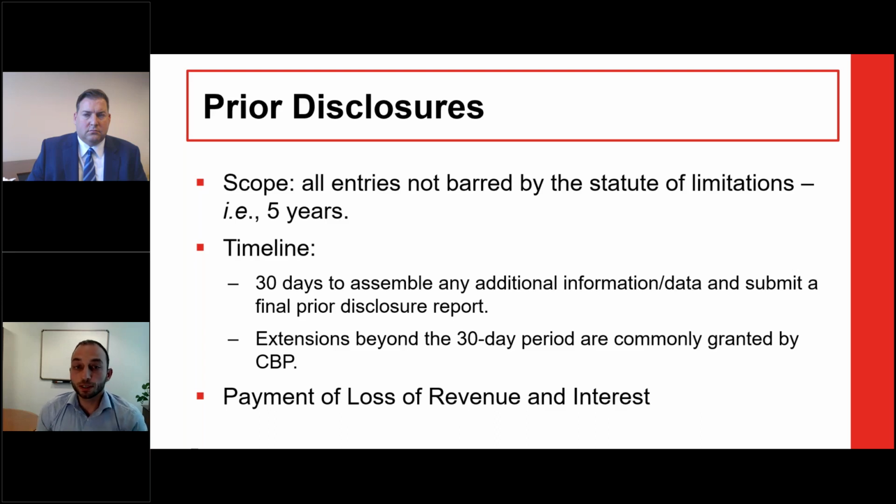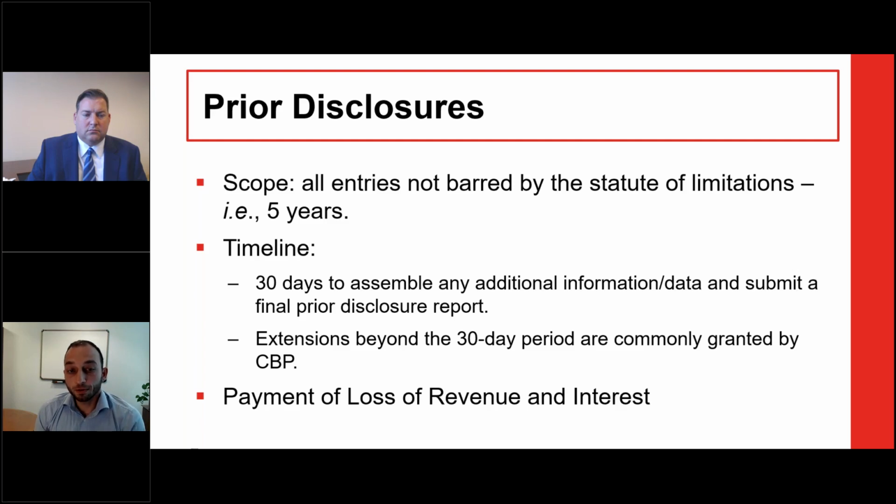The scope of the entries is typically dictated by the statute of limitations. It's 5 years, and you would file an initial prior disclosure, and then by regulation you have 30 days to assemble any additional data and then submit the final prior disclosure report. But extensions are typically granted beyond that 30-day period.